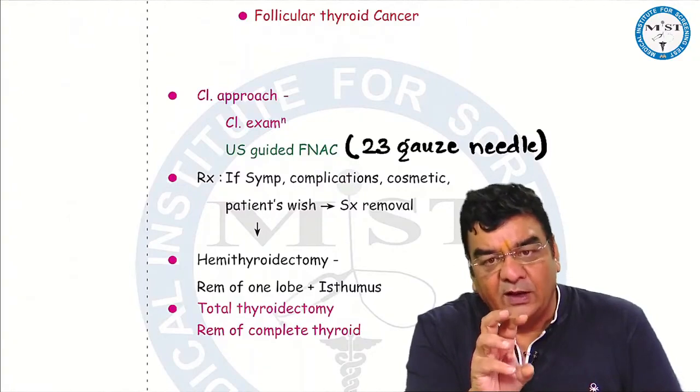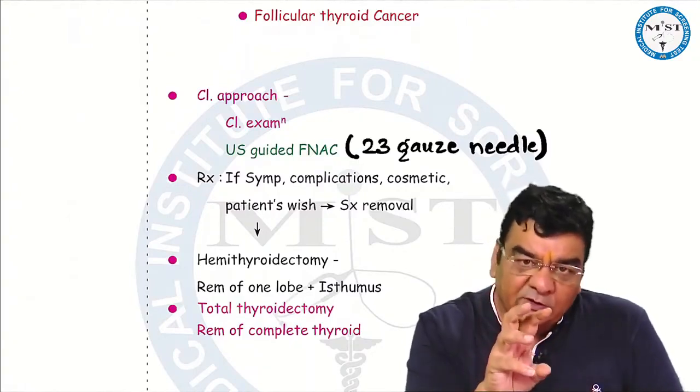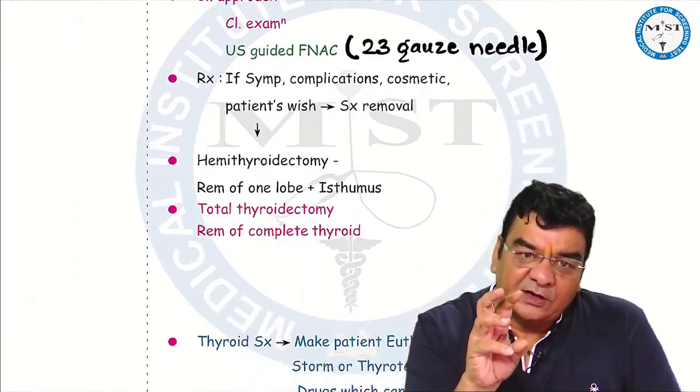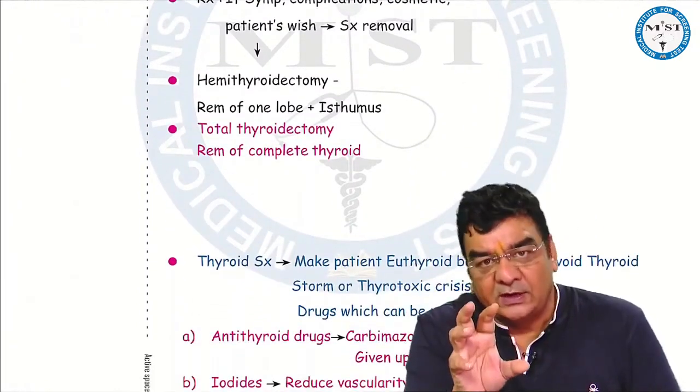And depending on if only one lobe is having the nodules, we remove one lobe of the thyroid along with the isthmus, that is hemithyroidectomy. If both the lobes are having the nodules, then we do a total thyroidectomy.